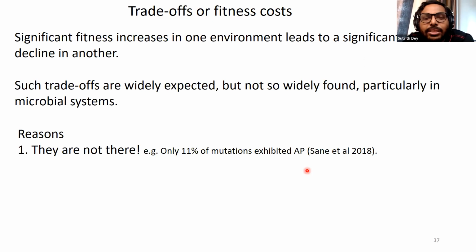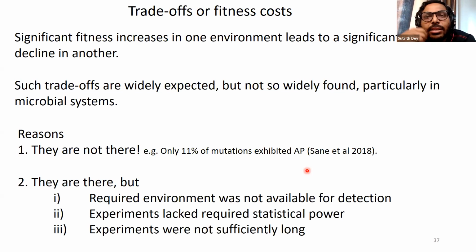For example, a recent paper has shown that only 11% of some 80 mutations that happened in a context exhibited antagonistic pleiotropy. Other people say that the reason is more prosaic. The trade-off is very much there. However, you need to check the fitness in appropriate environmental conditions, and maybe the environmental conditions that you are checking them under are not those, so you're not checking them properly. The second point is that, if I go by this definition, this is a very stringent statistical requirement. So maybe the experiments lack the statistical power to see one statistically significant thing in one direction and another statistically significant thing in another direction for something that has evolved in the same environment.